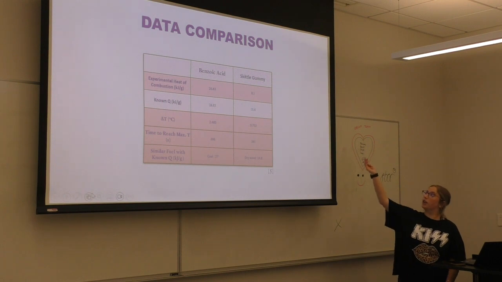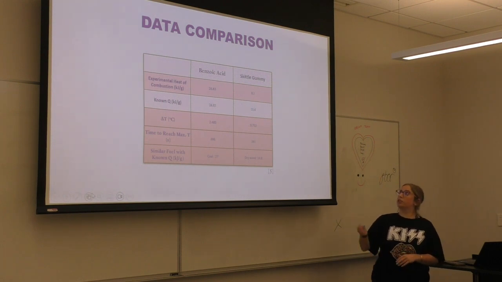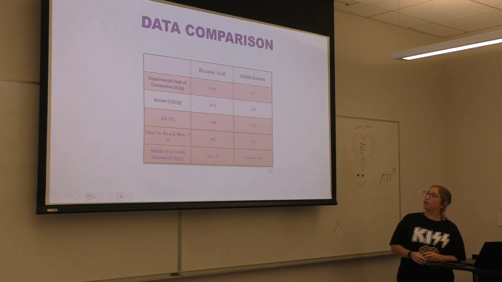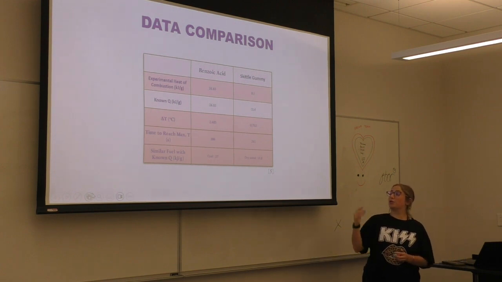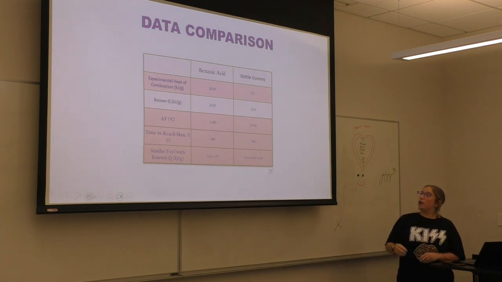And then for the Skittle gummy, we have the experimental heat of combustion to be 8.1, the known heat of combustion to be 13.4, and the change in temp to be 0.752. The time to reach the max temperature was 261 seconds, and a similar fuel with that known is dry wood at 14.8.